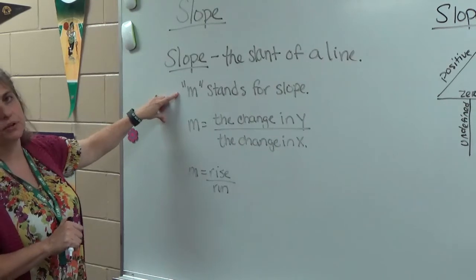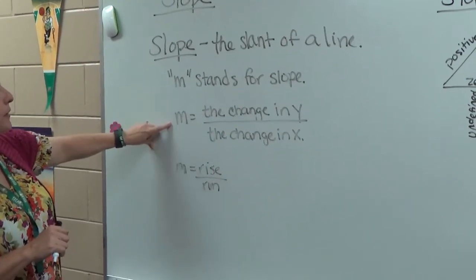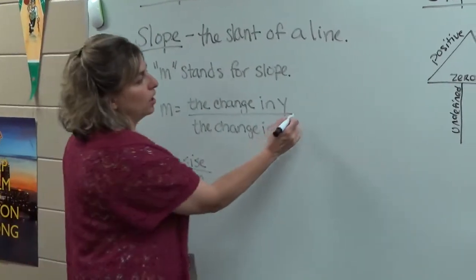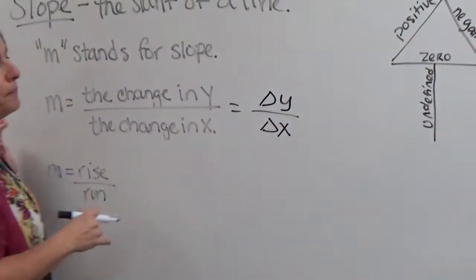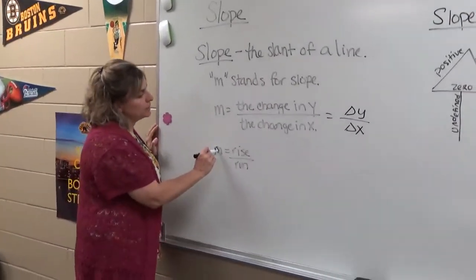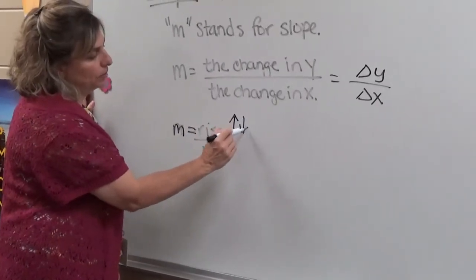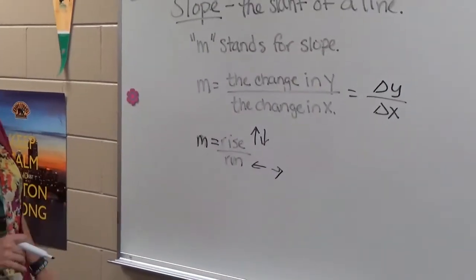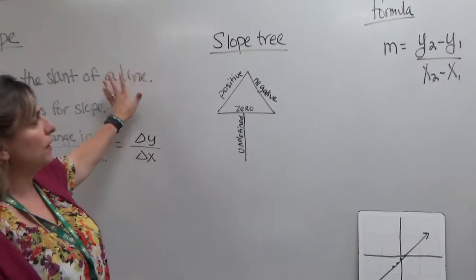M is the letter that you're going to associate with the word slope. So that stands for slope. M equals the change in y over the change in x, and we used to write that in college as delta y over delta x, okay? And I will show you what that means. Another thing you need to know is M equals rise over run. Rise is up or down, run is left or right. So I'm going to get into all this, but I do want you to write this into your notes. Actually, write all of that in your notes.